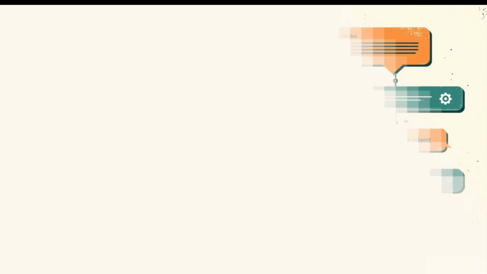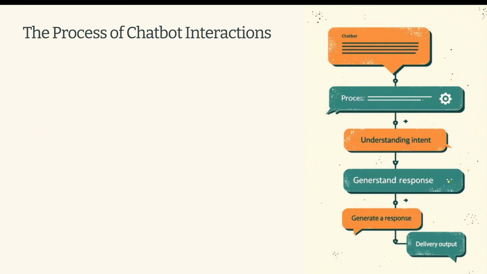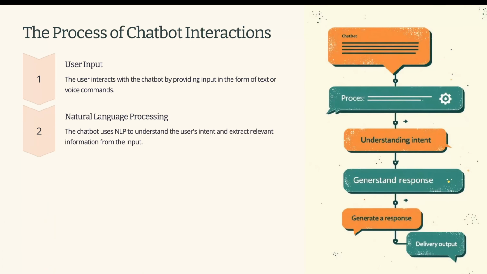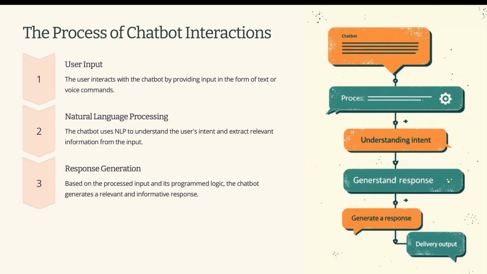Now I am going to explain the process of chatbot interactions. The interaction between users and chatbots occurs in four key stages: one, user input; two, natural language processing; three, response generation; and four, output delivery. First, the user provides input through text or voice commands, which forms the initial step of communication with the chatbot. The chatbot then applies NLP to interpret the user's intent, extracting relevant information that guides the response.